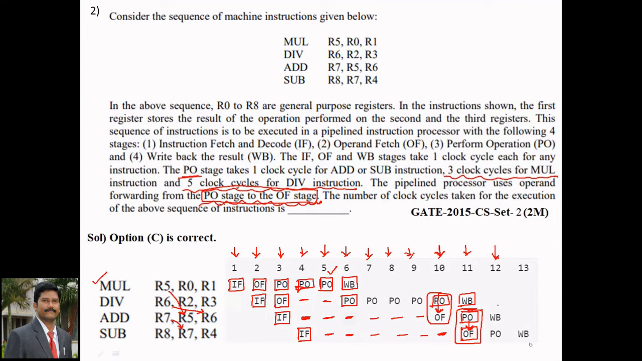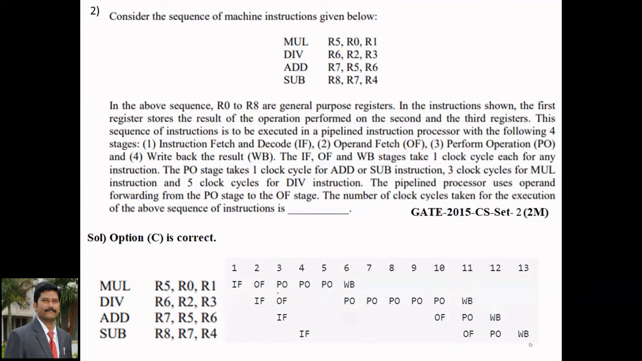At the 12th clock cycle, this add instruction is completed because the PO operation takes only one clock cycle for add and subtract. So here write back will be done and the PO stage is free. Now subtraction will be executed here in the perform operation stage, and then at the 13th clock cycle this result R8 will be written here. The result will be written into the R8 register. So total how many clock cycles? It is 13 clock cycles. Okay, that is the correct answer.